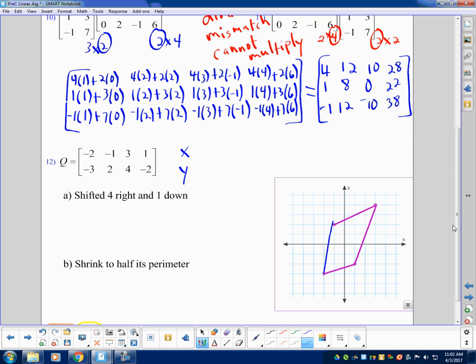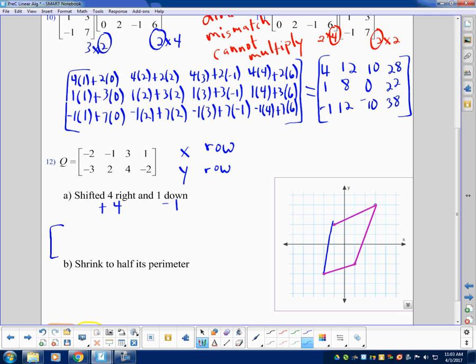So what would be the matrix representing a quadrilateral shifted 4 right and 1 down? So how could we shift this 4 right and 1 down? If this is the x row, and this is the y row, shifting 4 right would mean adding 4 to the entire x row. You with me? And shifting 1 down would mean subtracting 1 from the entire y row.